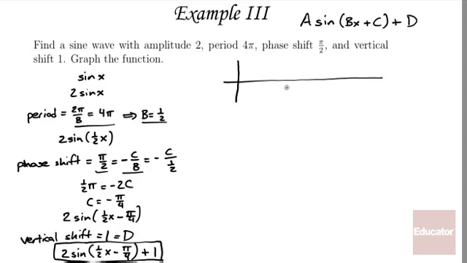I start out with a basic sine wave. Pi, 2 pi, pi over 2, 3 pi over 2. Basic sine wave starts at 0, goes up to 1, back down to 0 at pi, down to negative 1, back up to 0 at 2 pi. Basic sine wave. Now I introduce these properties in order. So I start out with the amplitude.